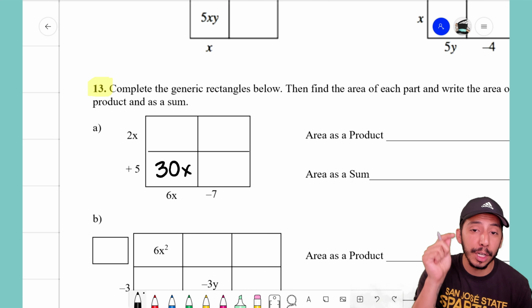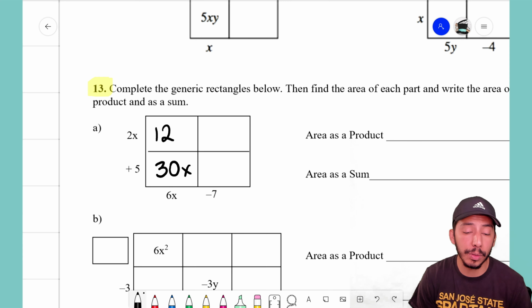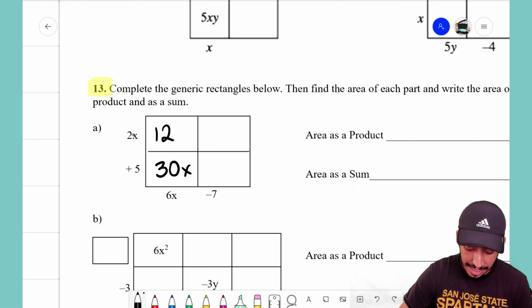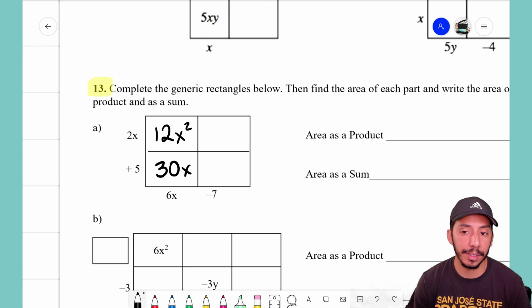If that trips you up, do the numbers first. I have 2 times 6. We know 2 times 6 makes 12. Now do the variables. X times x, that makes x squared.